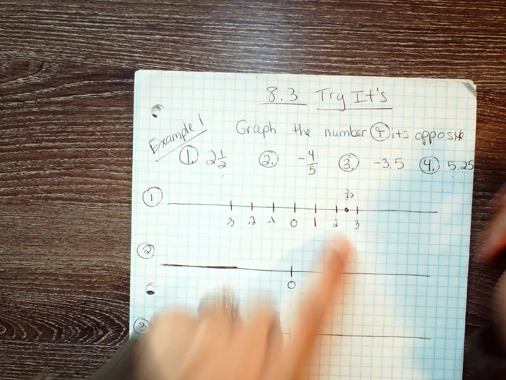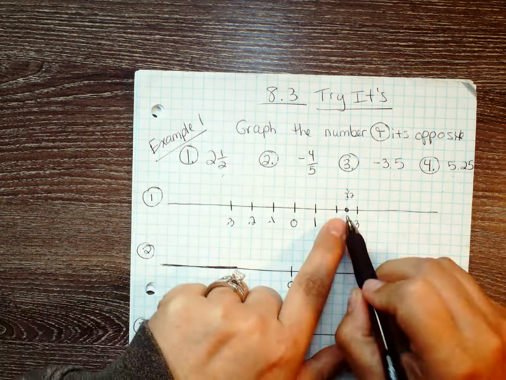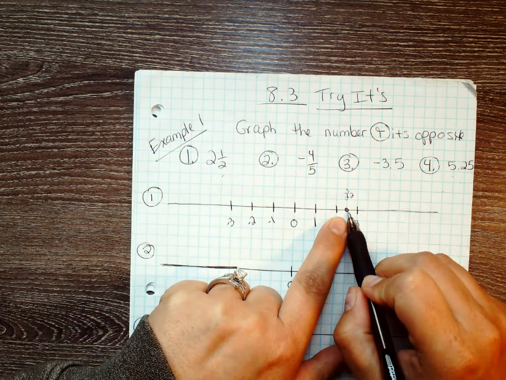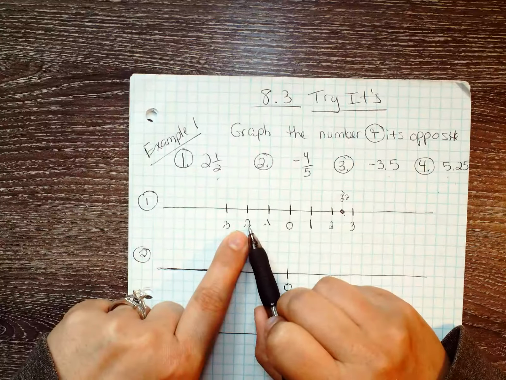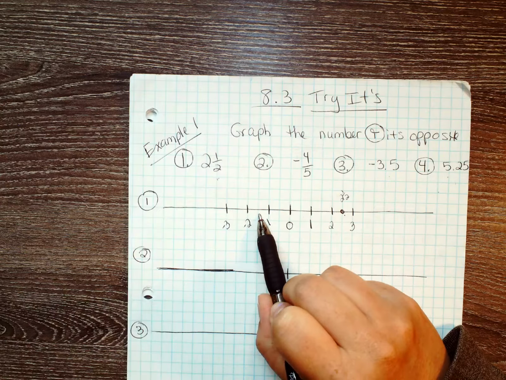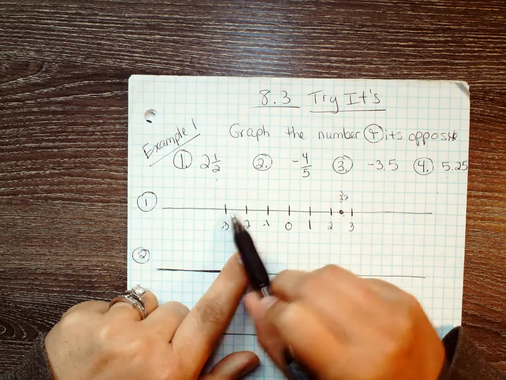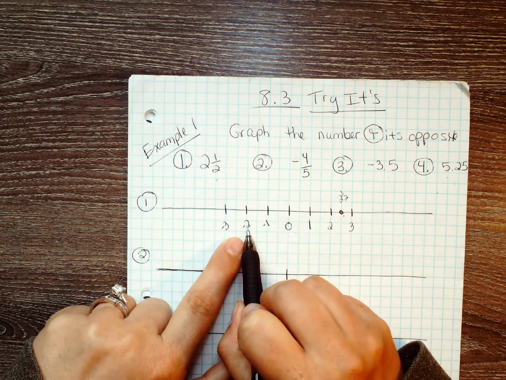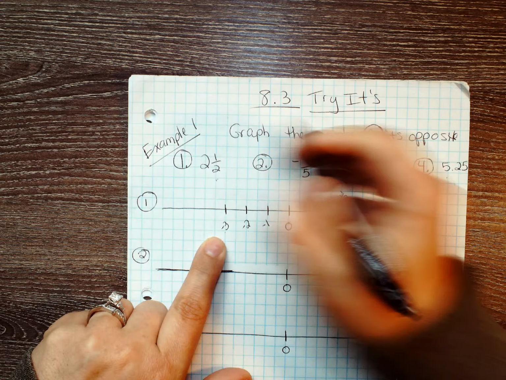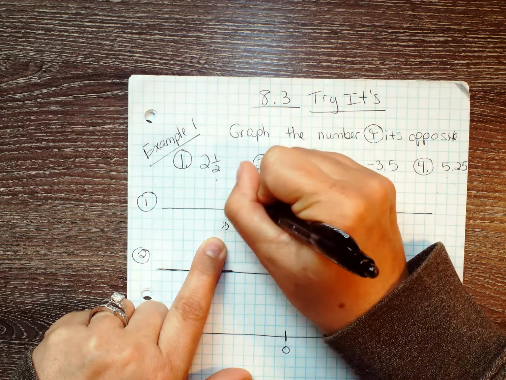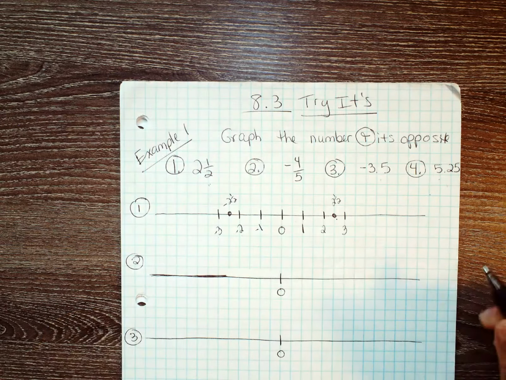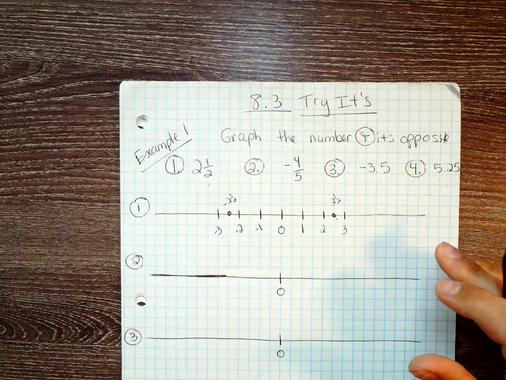So when you're doing the opposite, if it's positive 2.5, then it also needs to be -2.5. You have to be careful, because a lot of you are going to think it's here because you're thinking of going to the right, but we're going opposite. So it has to be between -2 and -3. So it's going to be here, and I'm going to label it -2.5. And that's how we find our rational numbers and their opposites.